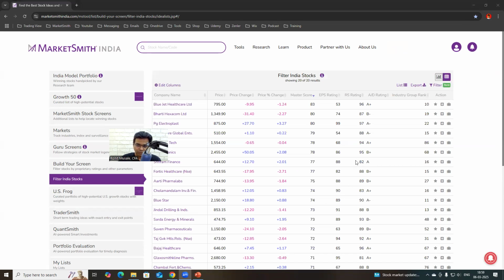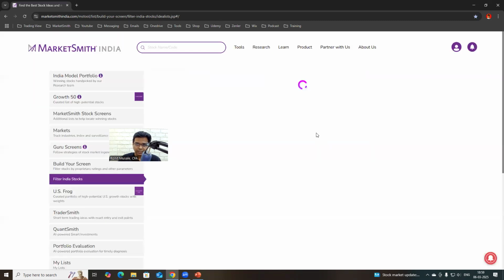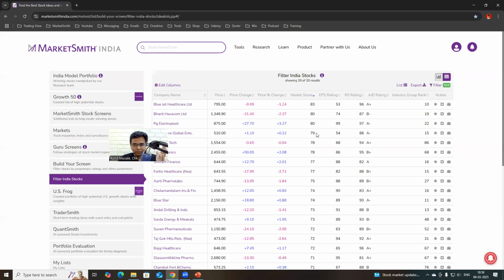Now, just because a stock shows up in this list doesn't mean that I'm going to buy the stock. So I have set some filters here. There are three MarketSmith filters, eight technical filters, two fundamental filters, and no pattern recognition filters, no market index filters. Based on these filters, I'm getting like 20 stocks. That is step number one. I do this after 3:30.